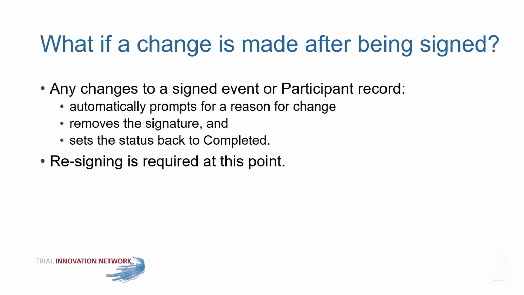So, what if a change is made after the PI signs the participant's complete record? Any changes to a signed event or participant record automatically prompts for a reason for change, removes the signature, and sets the status back to completed. Re-signing is required at this point.